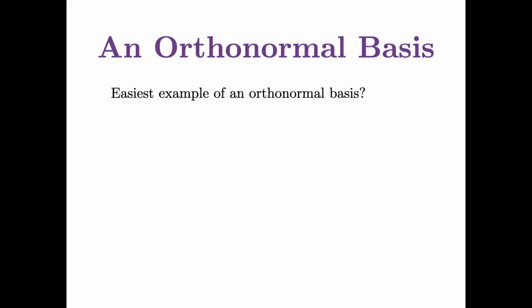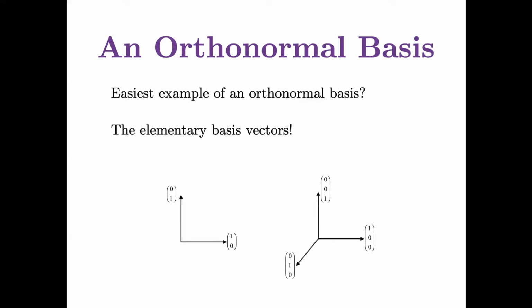So what's the easiest example of an orthonormal basis? Well, the elementary basis vectors, right? We tend to think of a two-dimensional plane having spanning basis vectors (1, 0) and (0, 1). Again, the axis would be the span of the basis vectors. And similarly, in three-dimensional space, we would think about the x direction, the y direction, and the z direction.